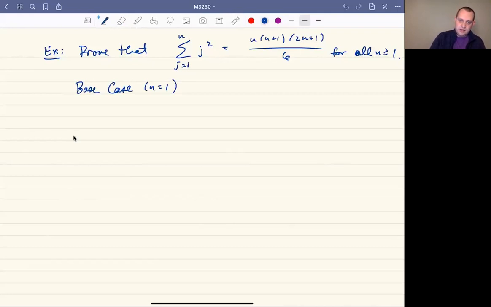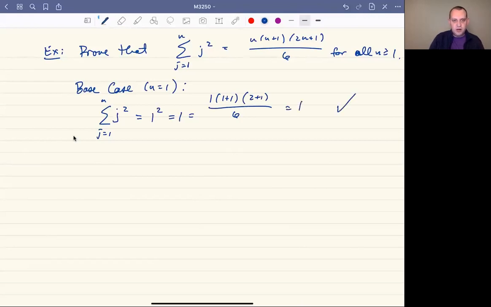And let's think about this. If n is equal to 1, our left side is going to be the sum of j squared as j goes from 1 to n. So that's 1 squared, or 1. The right side is going to be 1 times, let's see, 1 plus 1 is 2, 2n plus 1 is 3, over 6. We've got 1 times 2 times 3 over 6, which is 1. And in fact, these really are equal. The base case is true.